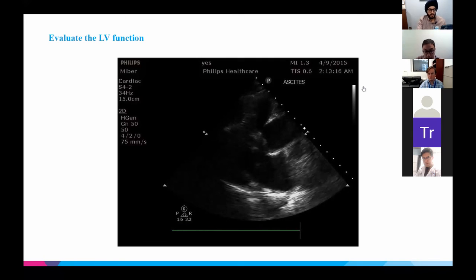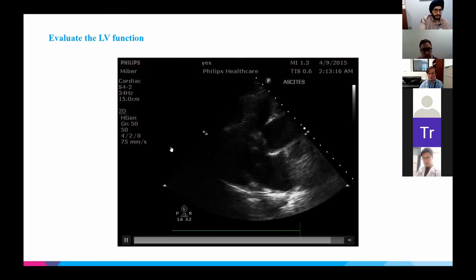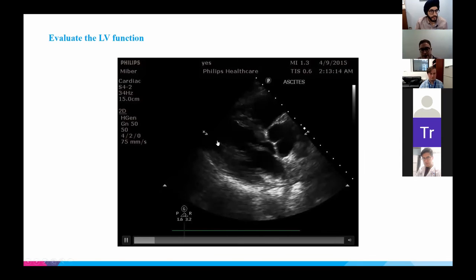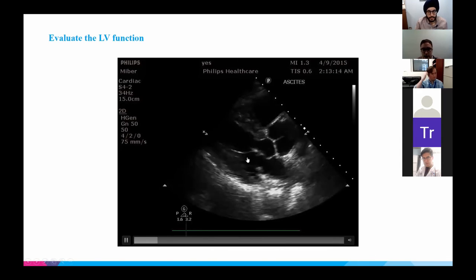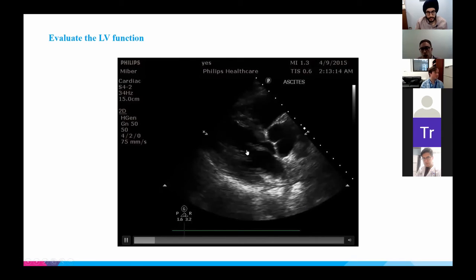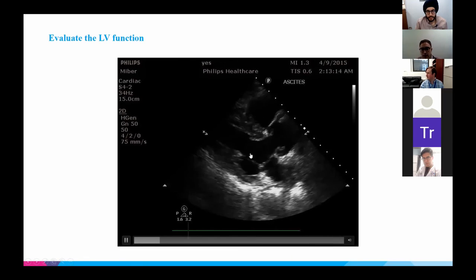All right, but I think you guys are getting pretty good. In this case, I would call it hyperdynamic. As opposed to the last clip we just saw, where the anterior leaflet goes towards the septal wall but doesn't actually touch it, here the anterior leaflet basically touches the septal wall. So it would be suggestive of something hyperdynamic.